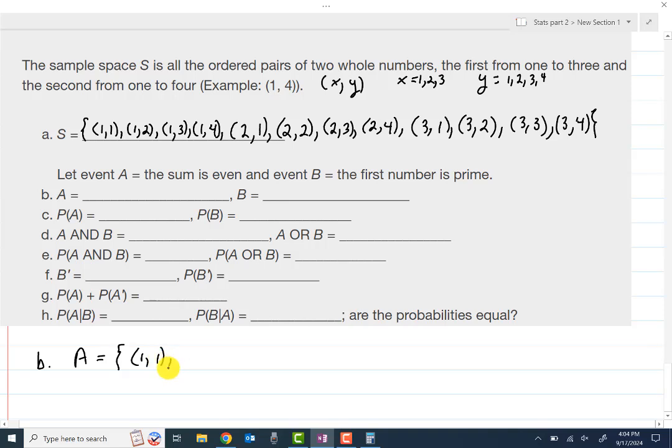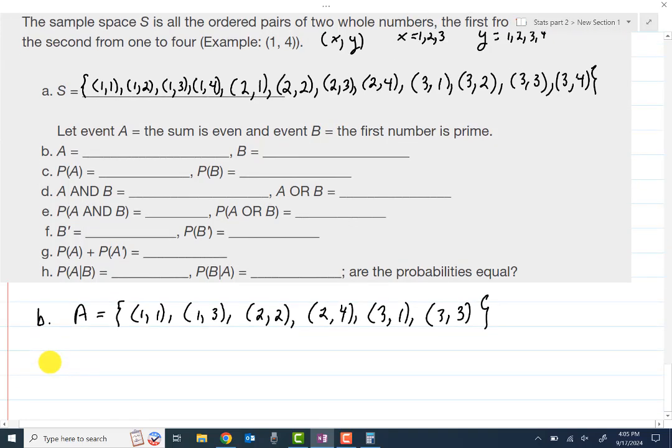So 1, 1, I already mentioned, is in there. 1 plus 2 is odd, so it's not in there. 1 plus 3 is even. 1 plus 4 is odd. 2 plus 1 is odd. 2 plus 2 is even. 2 plus 3 is odd. 2 plus 4 is even. 3 plus 1 is even. 3 plus 2 is odd. 3 plus 3 is even. I believe that's the last one because 3 plus 4 is an odd number.